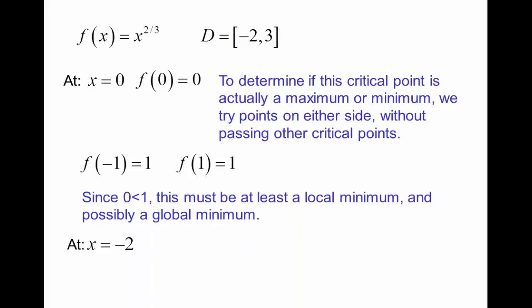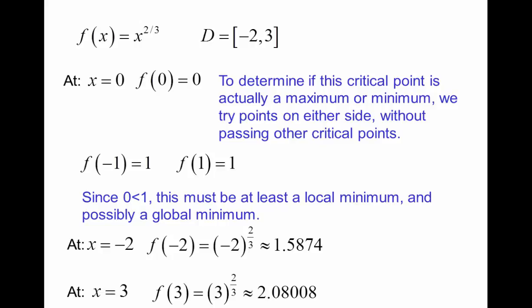But let's see. What happens when I plug in the endpoint -2? You're going to get, this is messy, the cube root of -2 squared, which is 1.58. And then when you plug in 3, the other endpoint, 2.08. So which wins as the highest? At x equals 3, right? That's the absolute maximum. Which wins as the lowest out of these 3 points? 0, okay?